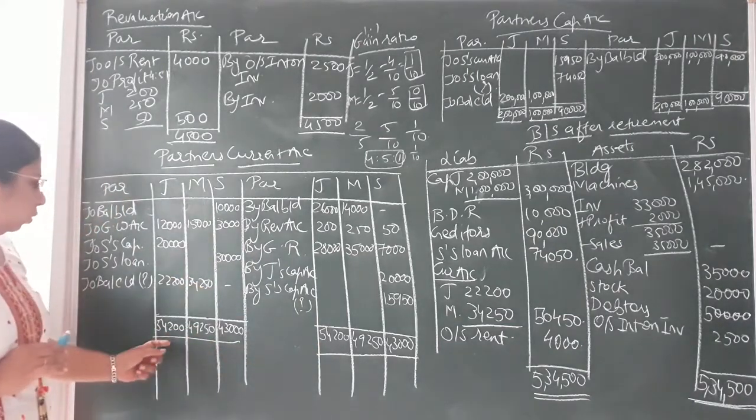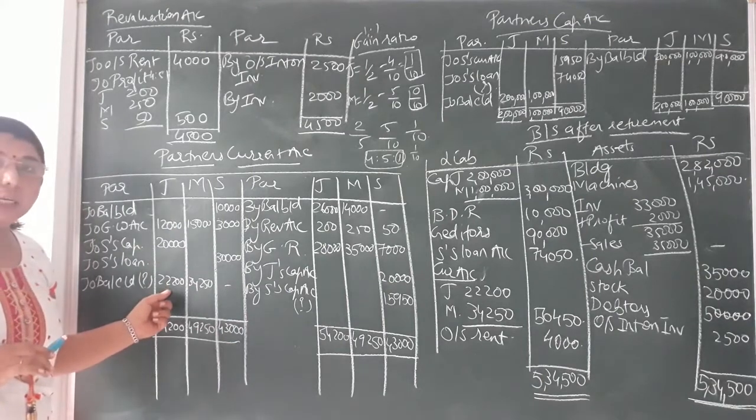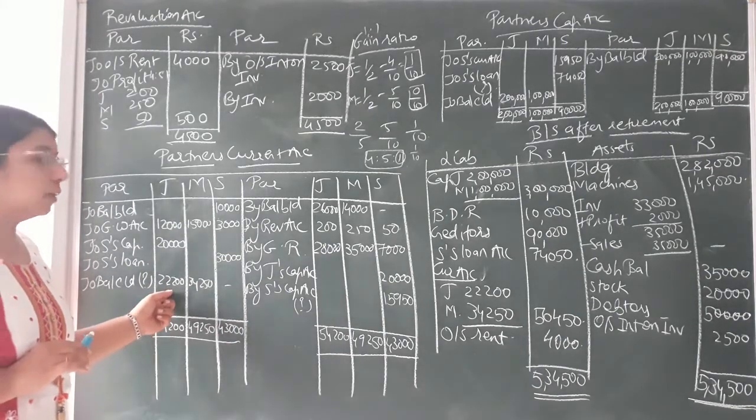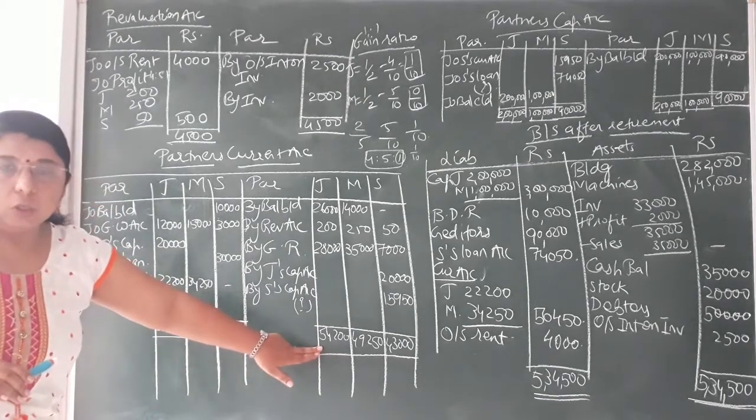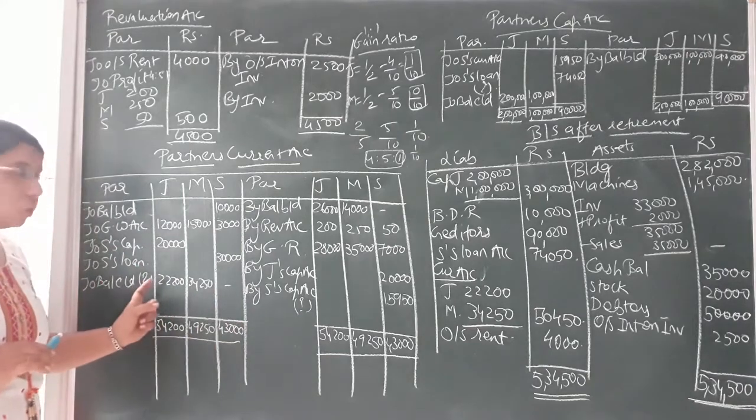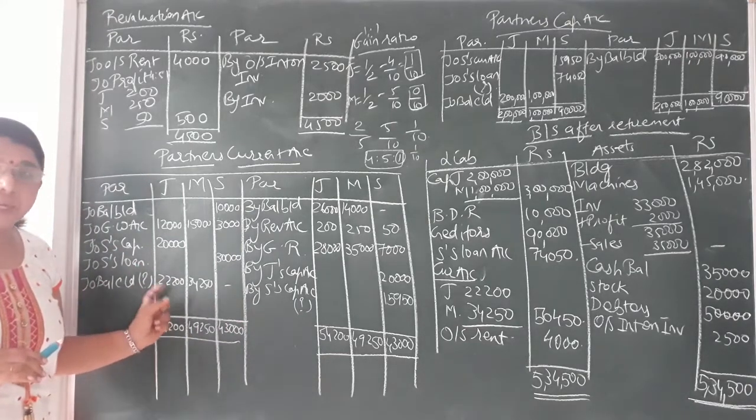Over here 54,200, the difference comes to 22,200. That is the closing balance of Jaya's current account. Now which side total is bigger? That is the credit side total. So this is a credit balance. The difference comes on the debit side, which means it is a credit balance.